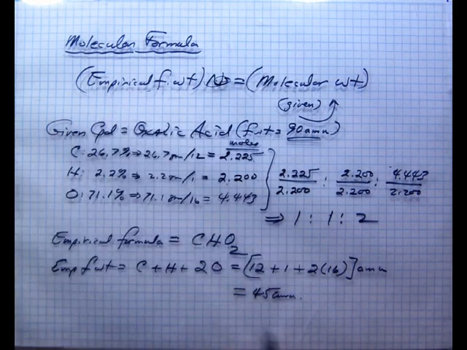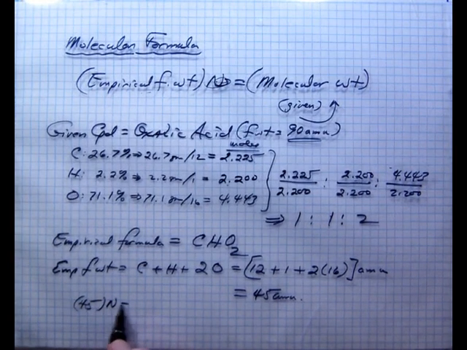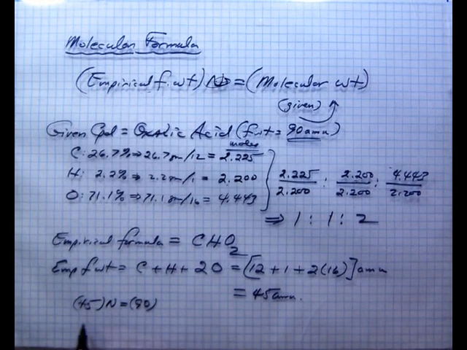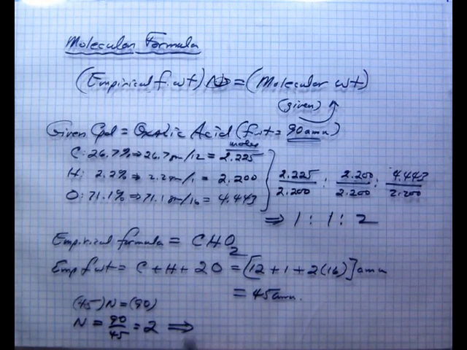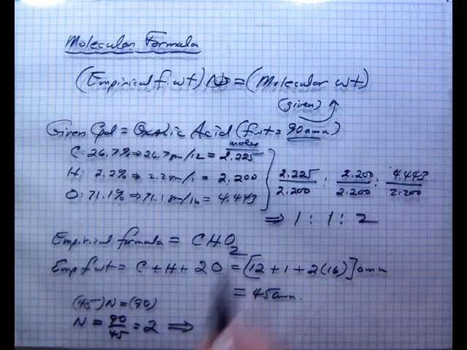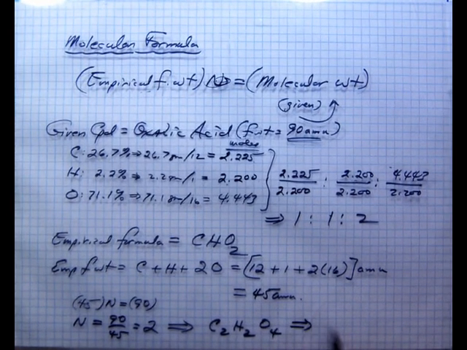So we now have the empirical weight 45 atomic mass units times n to equal 90. And so n now is 90 over 45, or 2. With this, we can multiply the 2 through the empirical formula, and we wind up with C2H2O4 molecular formula.